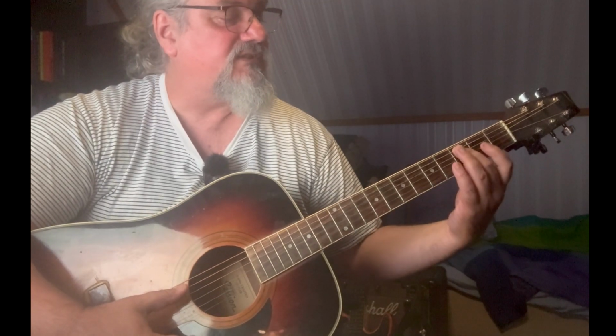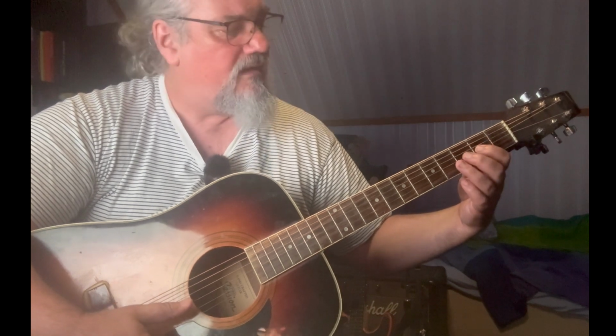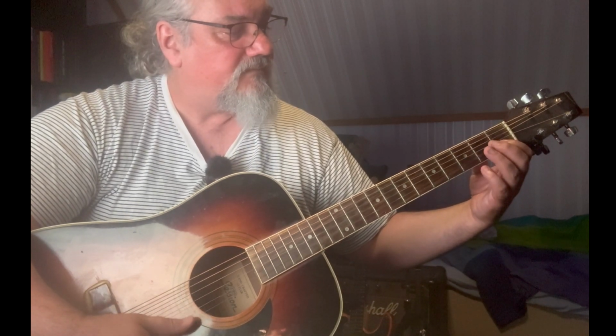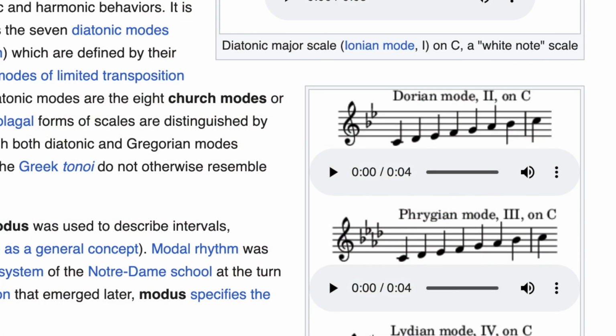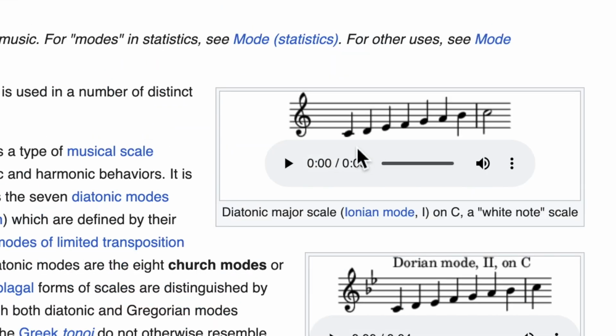We have the white notes on the piano, A, B, C, D, E, F, G, A, and back. But if we start on the C instead, we get C, D, E, F, G, A, B, C. That's called a major scale, C major scale. If we look on the screen here, it starts on C. That's called Ionian mode. So what's a mode?